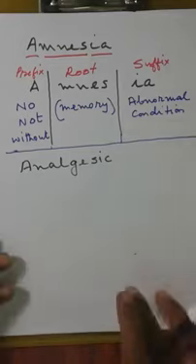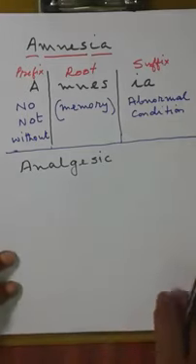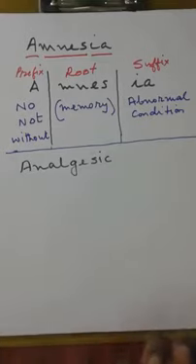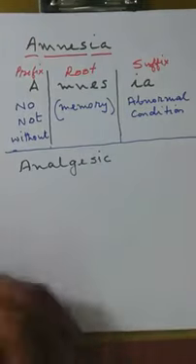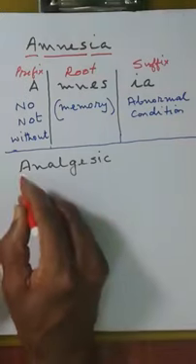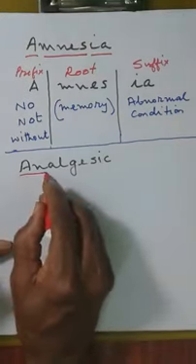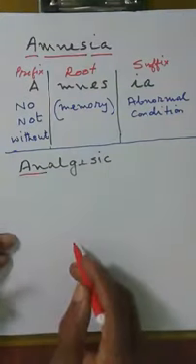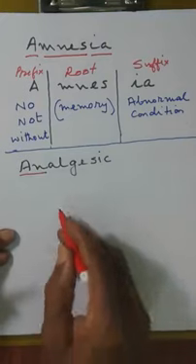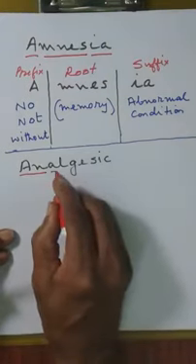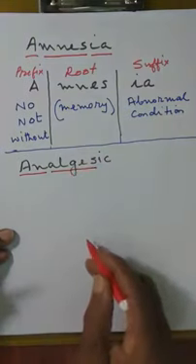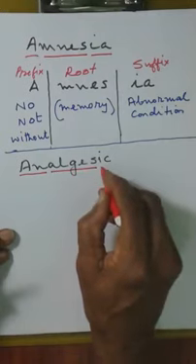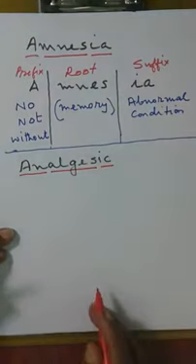This word also we have to split into two or three. Here also it is three. AN is one prefix. Alges is the root word. IC, ic, is the suffix here.